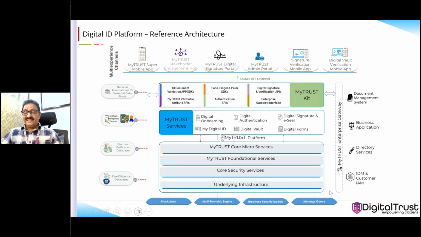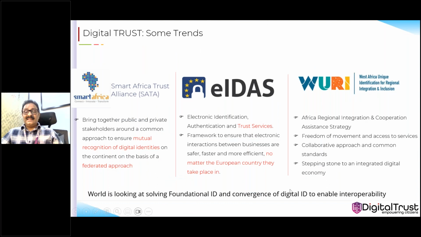I'm not going into the details of each of these components, but there's a broad view of how a central architecture of trust services can look like. And some of the trends that we are talking about as far as trust is concerned: there is something called the Smart Africa Trust Alliance. eIDAS is a European interoperability law.